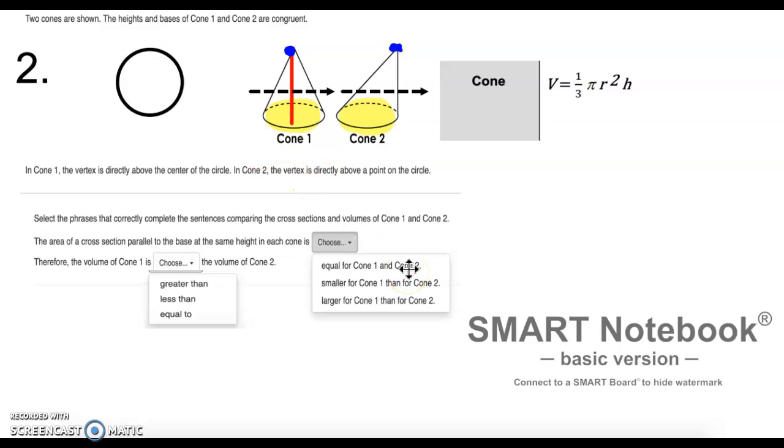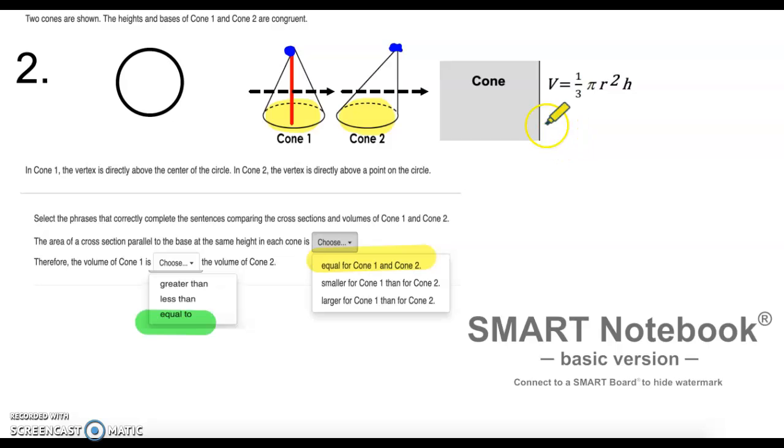We would also know that the area of those two cross sections would be the same. So the first blank here is equal for cone 1 and cone 2. Because the bases of cone 1 and cone 2 are congruent, and the heights are congruent, if we cut a cross section parallel to the base at the same height in each cone, the area of those cross sections will be the same. This means that the volume of cone 1 is equal to the volume of cone 2.